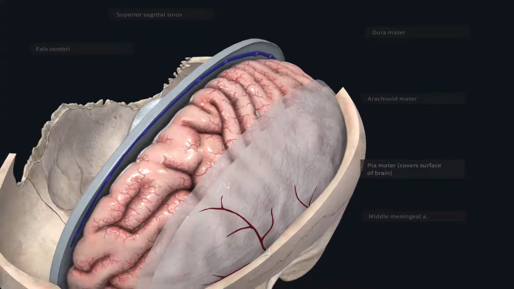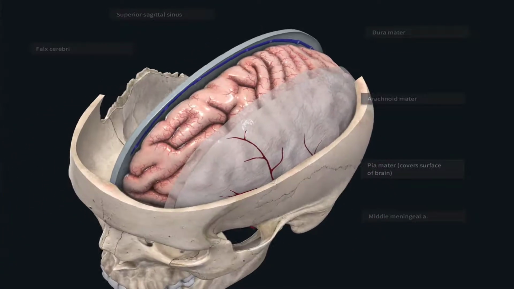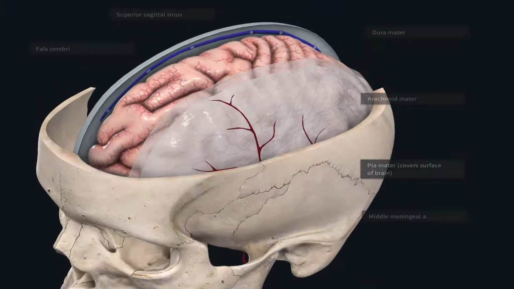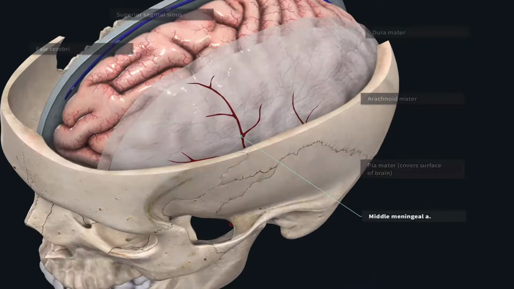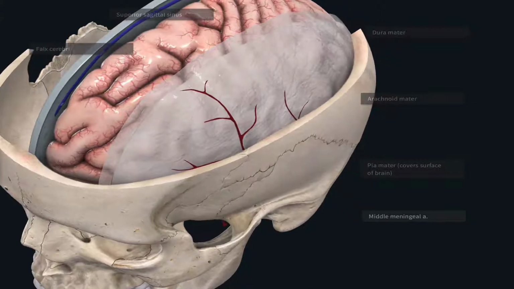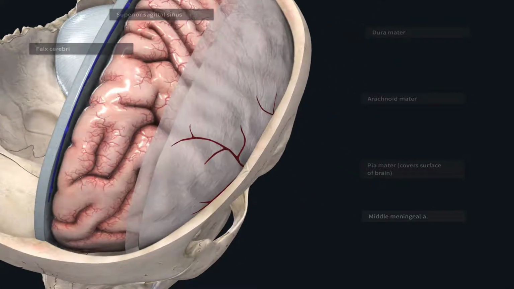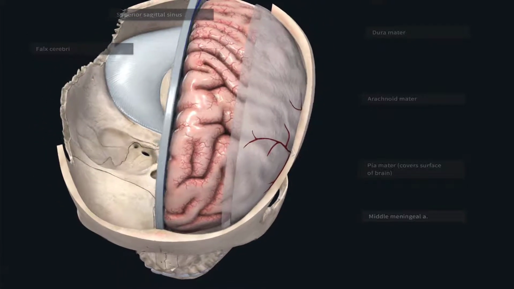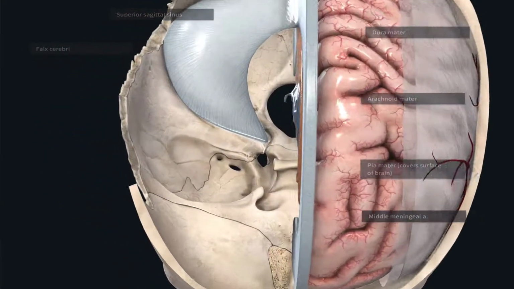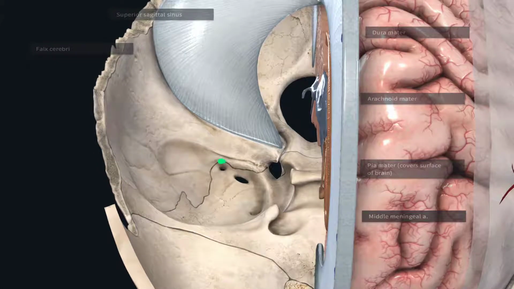The meninges are going to receive their arterial blood supply predominantly through the middle meningeal artery, seen here sandwiched between the dura mater and the inner aspect of the skull. The middle meningeal artery arose from the maxillary artery and came up through the small foramen spinosum located here in the middle cranial fossa.